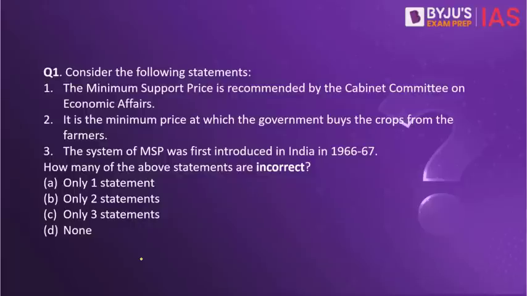So here is our first question. Consider the following statements. The minimum support price is recommended by the Cabinet Committee on Economic Affairs. It is the minimum price at which government buys the crops from the farmers. The system of MSP was introduced in India in 1966-67.